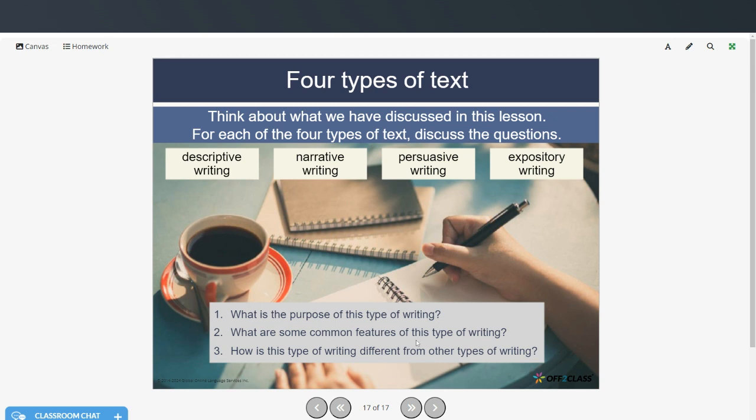The common features of each type of writing: well, descriptive writing uses a lot of adjectives and colorful language. Narrative writing often uses conversation, quotations, conversation between two or more characters. Persuasive uses a lot of I and we statements, and expository tends to be fairly neutral and fact-based. And so you can think about how each type of writing is different from the others.